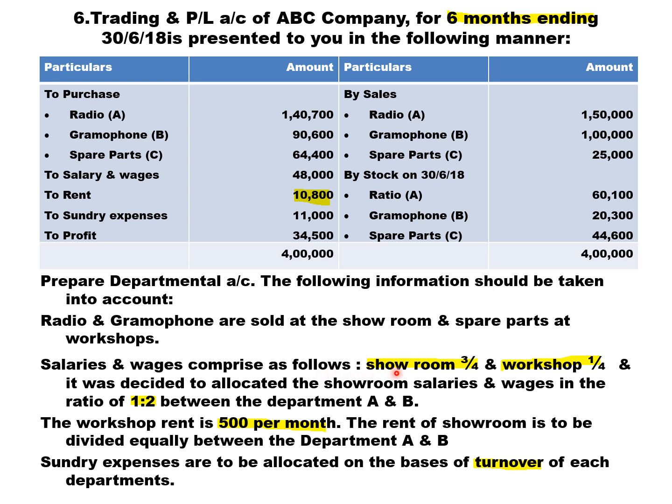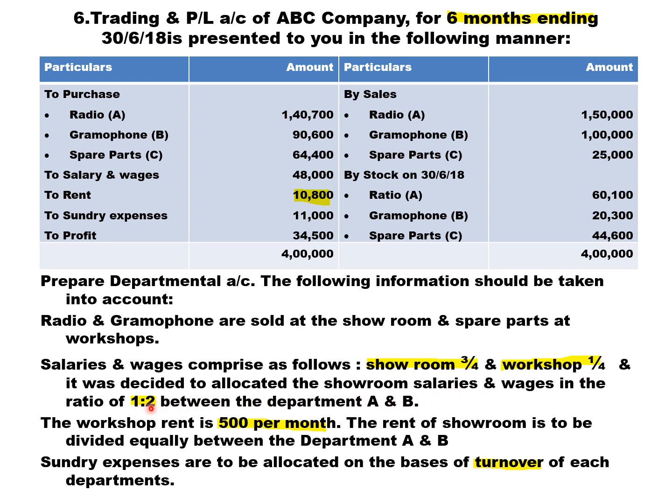So salary and wages comprises as follows. Showroom salary and wages is 3/4. That means A and B put together will get 3/4 salary. And C will get 1/4. Workshop salary is 1/4. So conclusion, students, 3/4 salary will go to AB, 1/4 salary will go to C.